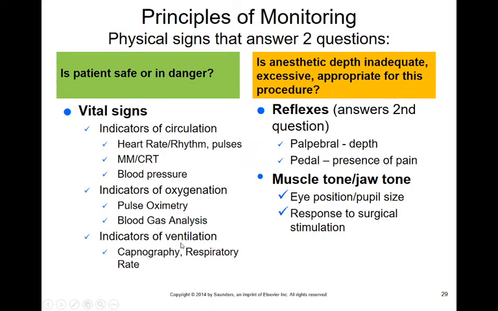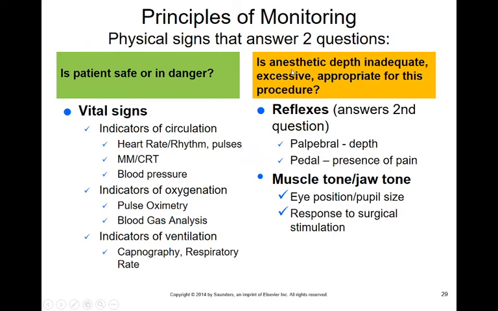And then indicators of ventilation. So we can oxygenate tissues, but without breathing really well, that can be our first sign that we're having issues. So capnography, which is measuring the carbon dioxide level, is actually one of the best ways of measuring if you're getting into trouble, and you can react to it much quicker. And then your respiratory rate. So that is our ventilation.